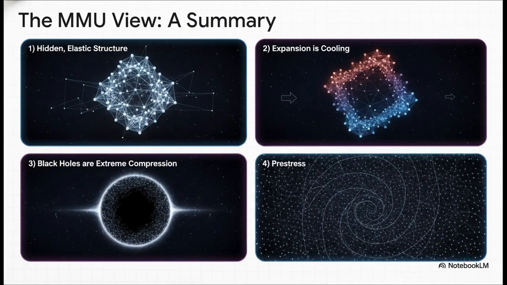So let's boil it all down. What's the big picture here? 1. Space-time isn't empty. It has a hidden elastic structure. 2. Cosmic expansion is just that structure cooling down and relaxing. 3. Black holes are the total opposite, extreme compression. And 4, even something as fundamental as time emerges from the background state of this lattice.